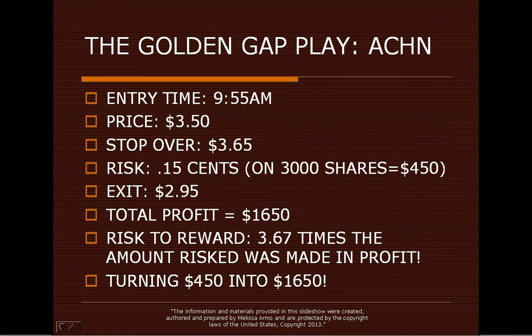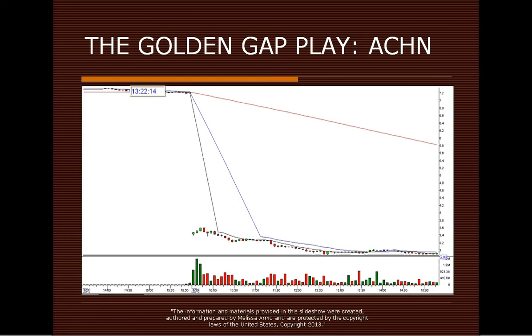It actually went all the way down to 2.86. Total profit was $1,650. Risk to reward, this is an over 3-hour trade, 3.67, it's almost a 4-hour trade, times the amount risked was made in profit, turning $450 into $1,650. And in a very short time, I might add, from the time that this set up and went here, it happened in about an hour and a half.